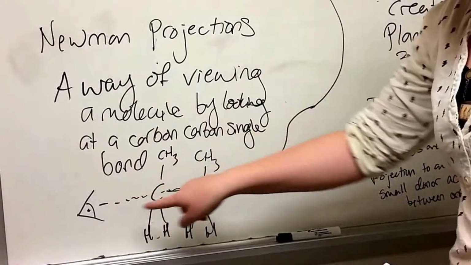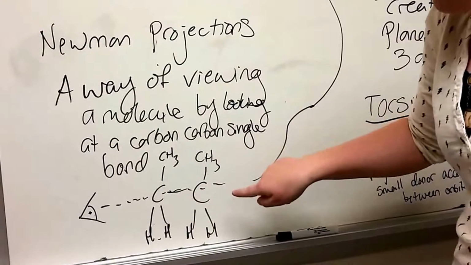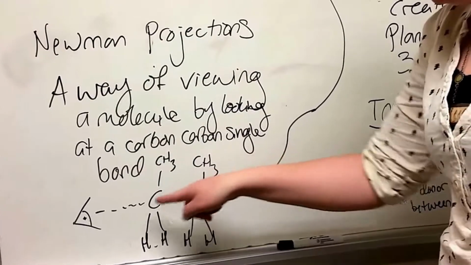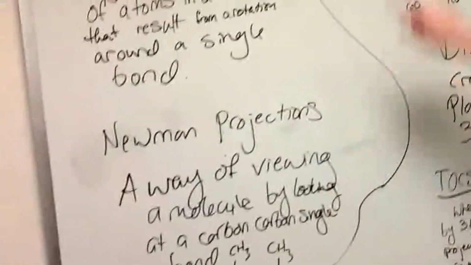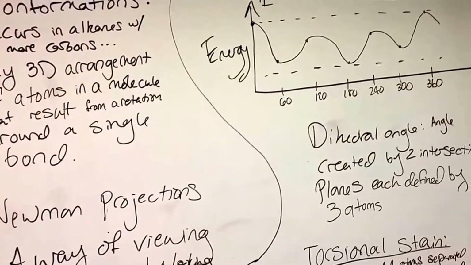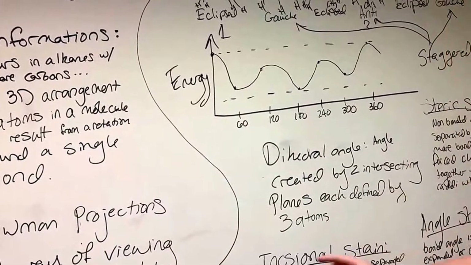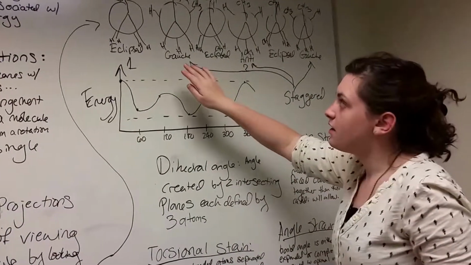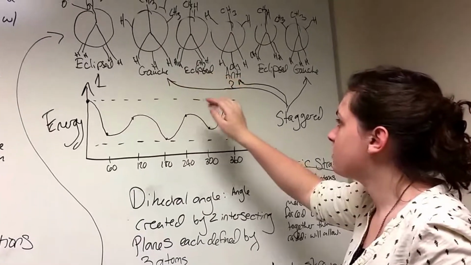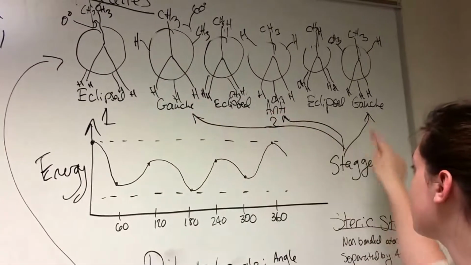As you can see here, we have an eye looking at a molecule, butane. You see that's looking down a single carbon-carbon bond. So now we're going to see that there are 6 different types of Newman projections for one molecule of butane. There are 2 different ways of defining the different Newman projections: eclipsed, as you can see here, and staggered.